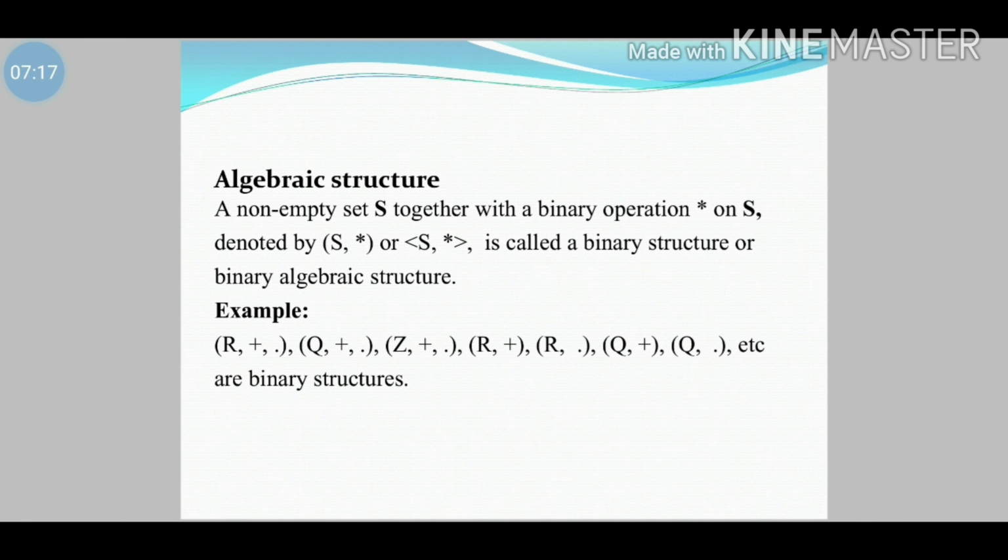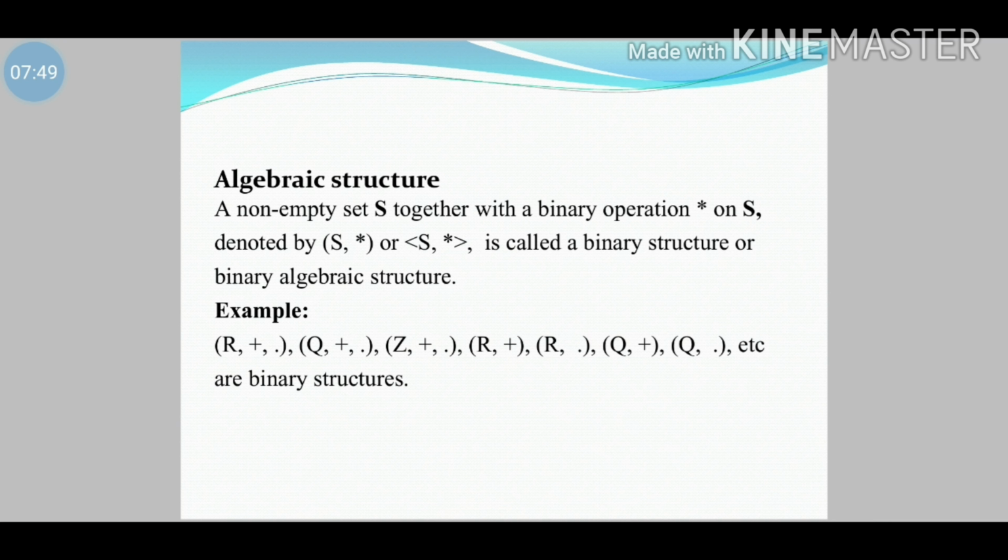Now going through the concept of algebraic structure. A non-empty set S together with a binary operation star on S, denoted by S star, is called a binary structure or binary algebraic structure. For example, we already discussed a lot of binary structures like R plus, Q plus, Z plus, etc. Here also R with two binary operations like R plus dot, Q plus dot, Z plus dot, etc. are binary structures. Isomorphic binary structures.